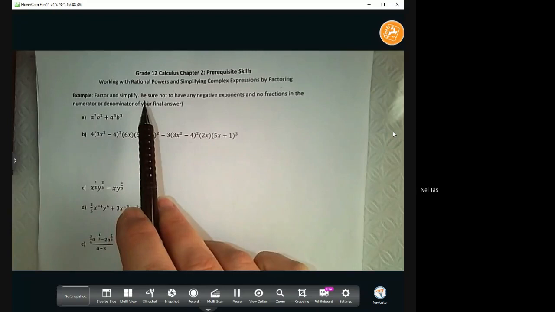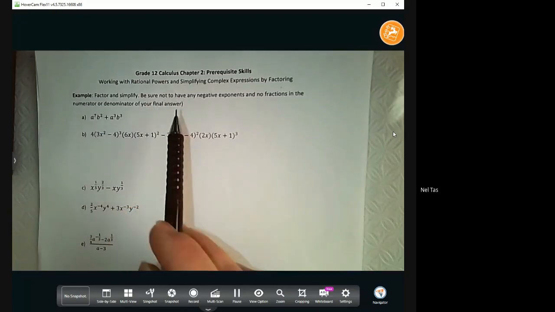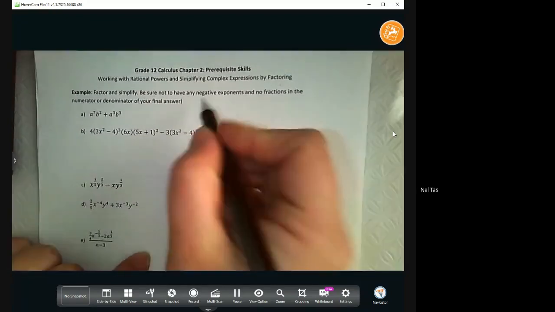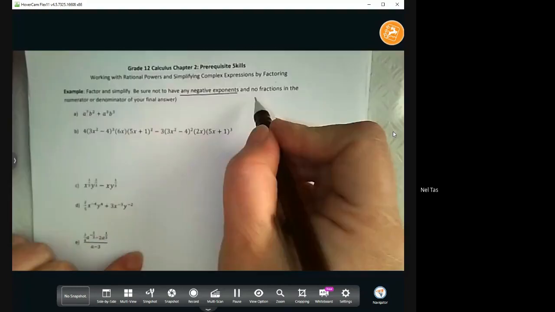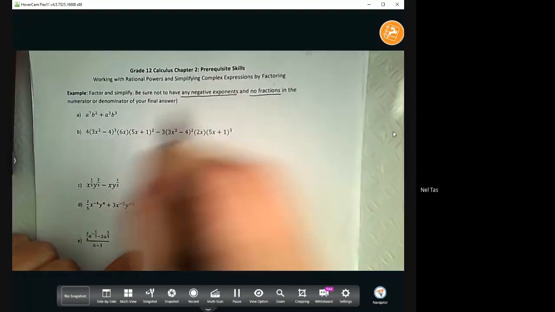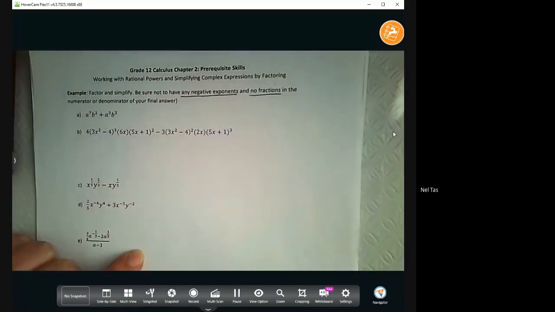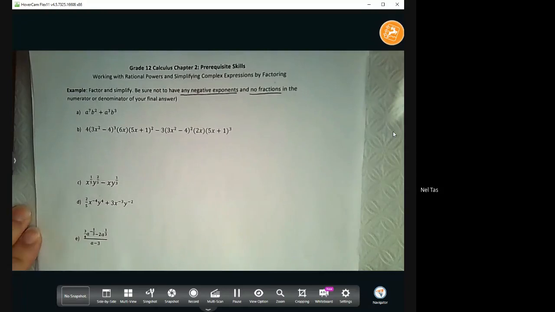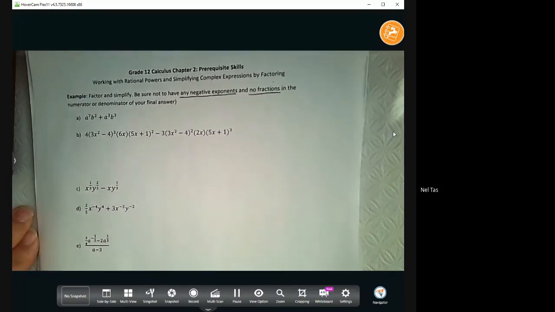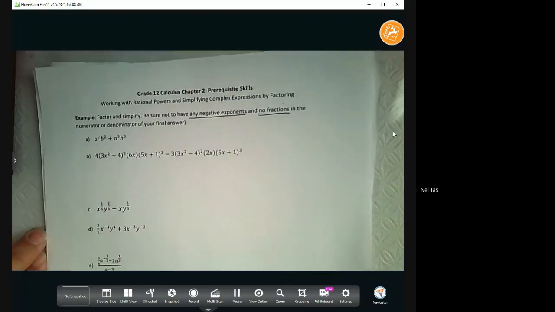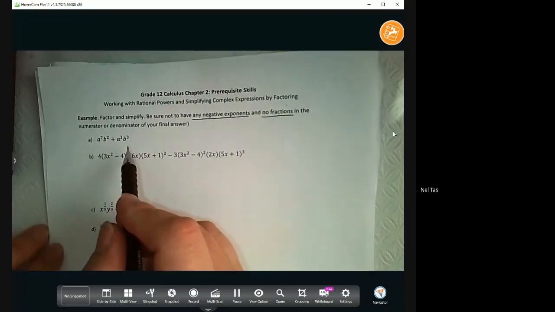Be sure not to have any negative exponents, and no fractions in the numerator or denominator of your final answer. So we will start with something simple that you are already familiar with. But as we do that simple question, I'm going to remind you what you are actually doing, because now you are doing some of the factoring automatically.